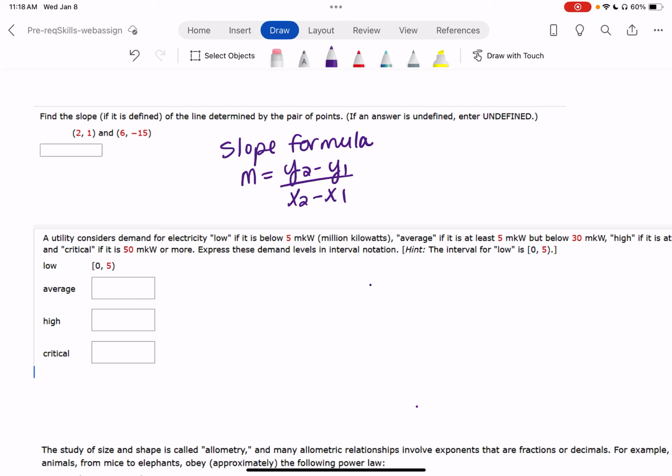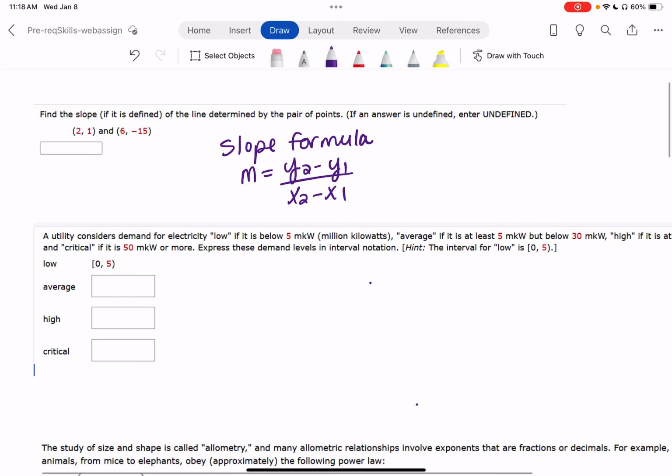For this first problem here, they're just asking you to find the slope, and you would need to remember the slope formula, which is shown here. Your y values, those are your output values, and that's going to be this 1 and negative 15. Those are going to go on the top. You'll have negative 15 minus 1 on the top. And then on the bottom, you're using your input values, and that's going to be the 2 and the 6. So I'm going to say 6 minus 2 on the bottom.